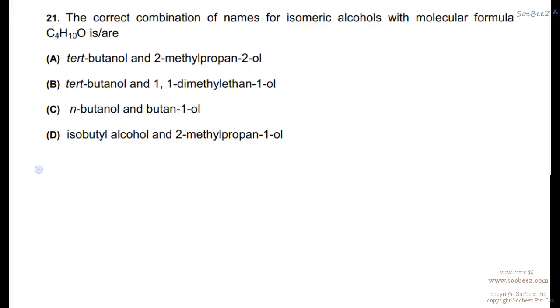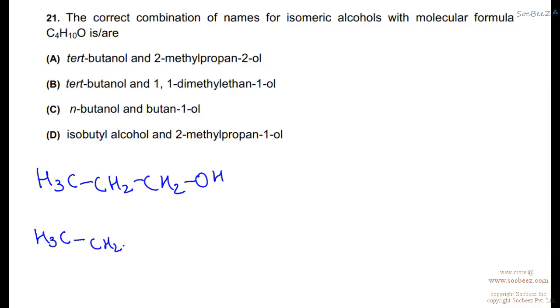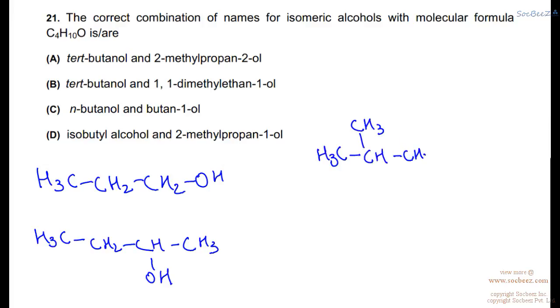The isomers will look like that's the first isomer. The second isomer is this, the second isomer. The third isomer will look something like this. And the fourth isomer will look something like this.